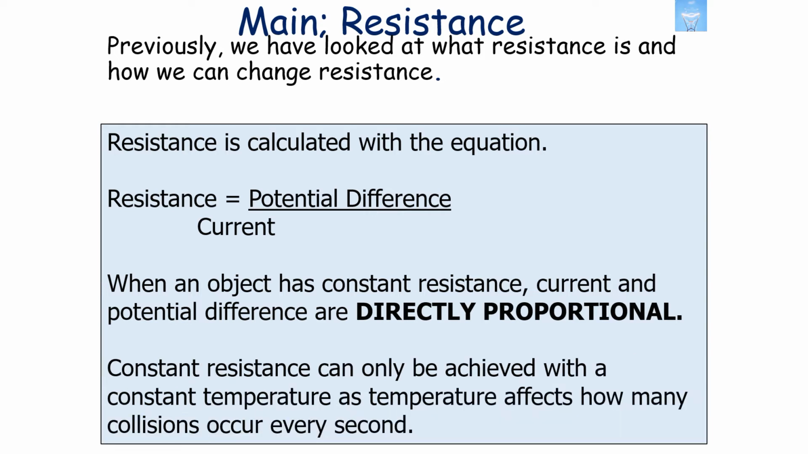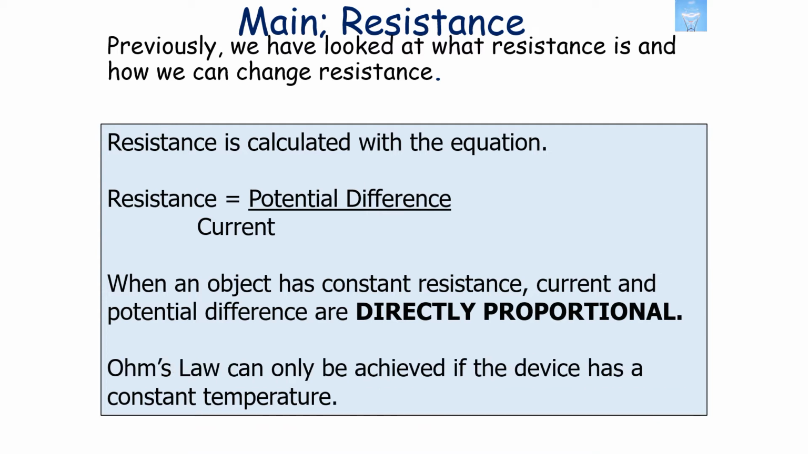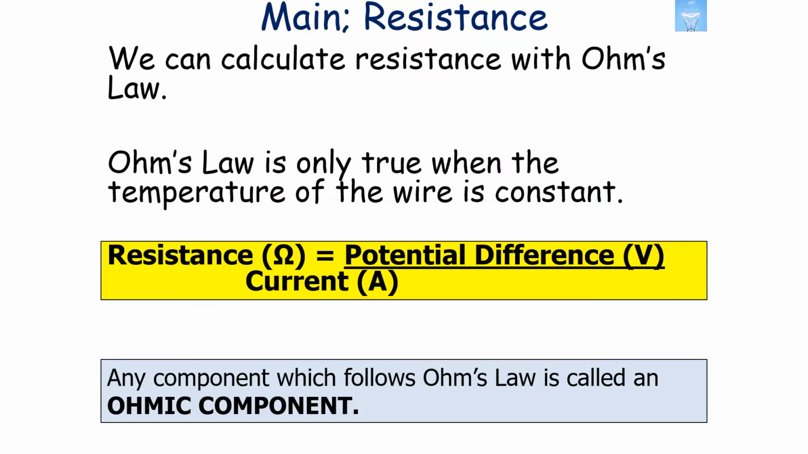Constant resistance can only be achieved when a constant temperature has been maintained on the material, as temperature affects how many collisions occur every second. Ohm's law therefore can only be achieved if a device has a constant temperature. So we can calculate resistance with Ohm's law, and Ohm's law is only true when the temperature of a wire is constant. So resistance in ohms is equal to potential difference in volts divided by current in amps. Any component which follows Ohm's law is called an ohmic component.